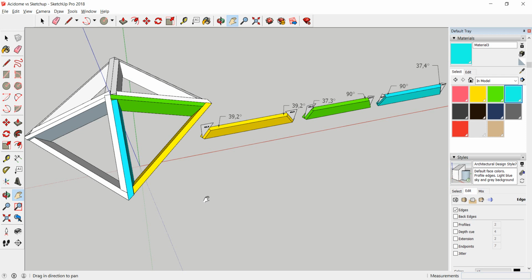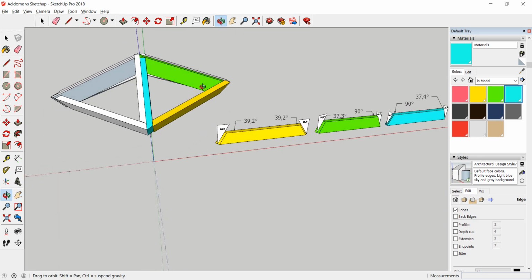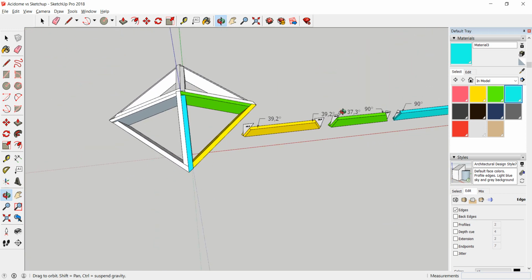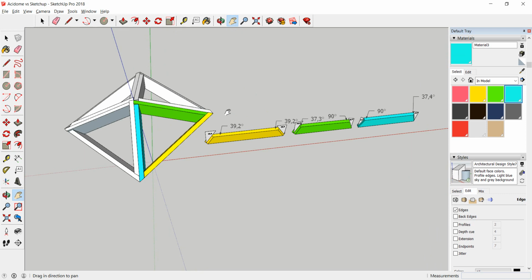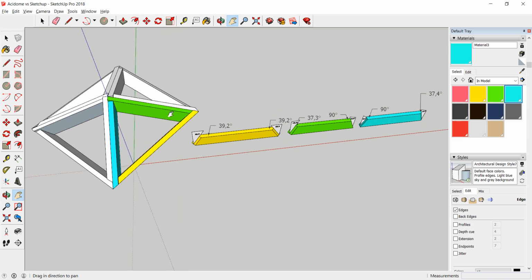So what we see here is an octahedron that was modeled from scratch. It has nothing to do with a calculator. And we're going to compare angles now. And I have color-coded the struts the same as Acidome. And now we start comparing some angles. So we see here the whole deal.